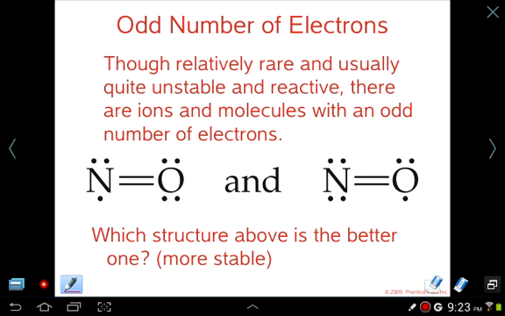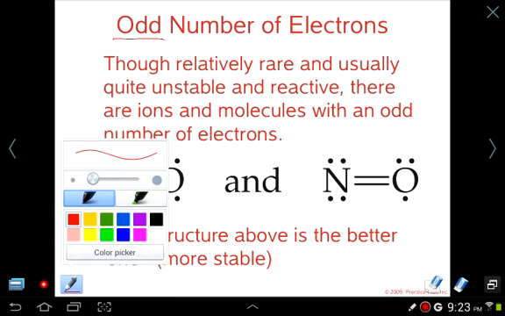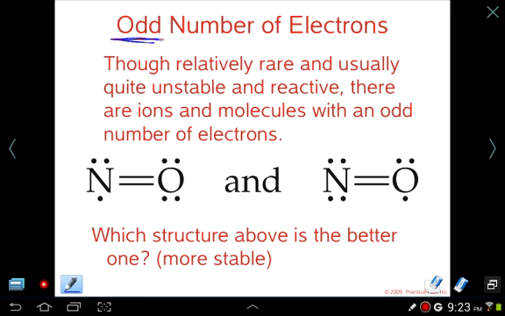The first class of exceptions are the odd number of electrons. This is famously exemplified in the molecule NO, nitrogen monoxide. And if you calculate the number of valence electrons that both of these bring, nitrogen brings 5, oxygen brings 6, for a total of 11. So there's no way to get an octet, 8 electrons around every atom, because we don't have an even number of electrons. And because nature makes this molecule, we must be able to draw it, we must account for it.